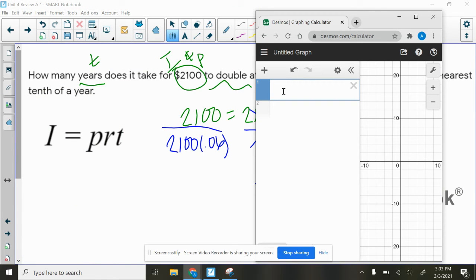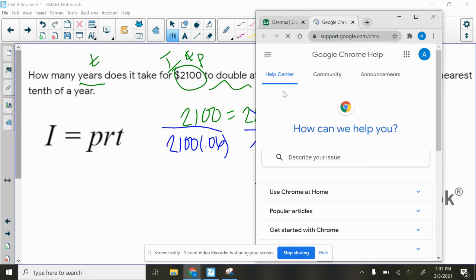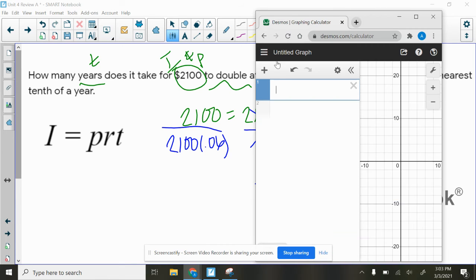We could do it a little bit differently, but we'll go. I have no idea what I did there, guys. Whoops. Try that one more time. 2100 divided by 2100 times 0.06. So this is going to be the length of time for this interest to double.